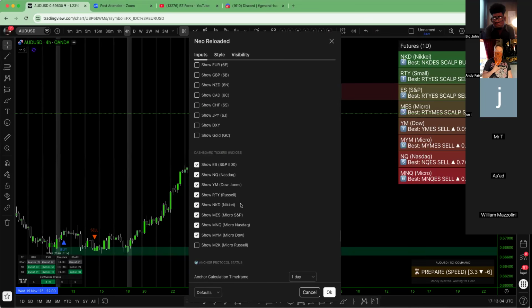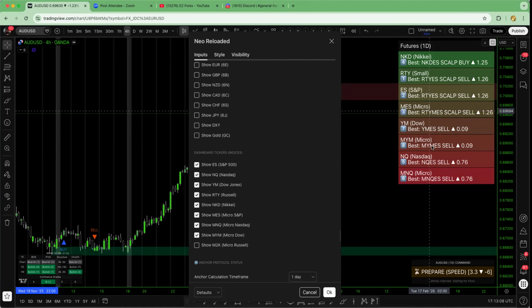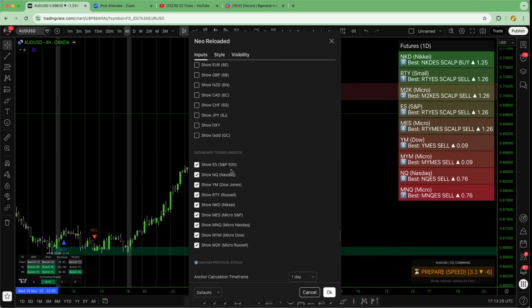So, we go here and we can see here the dashboard tickers. In order for you to get all of the indexes, so the futures, for future prop traders, this works perfectly for you. Obviously, you can just click on all of the necessary indexes here. All of these indexes are going to be against ES, which is S&P 500, which makes sense because that's the top 500 companies. So you're going to put each individual future against that one.